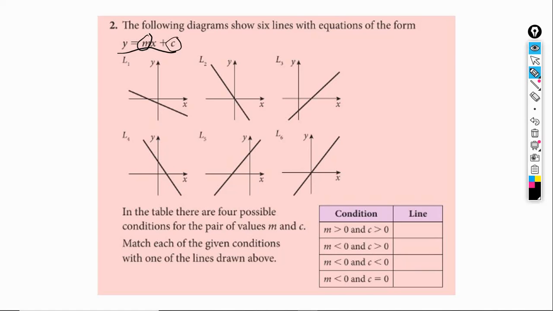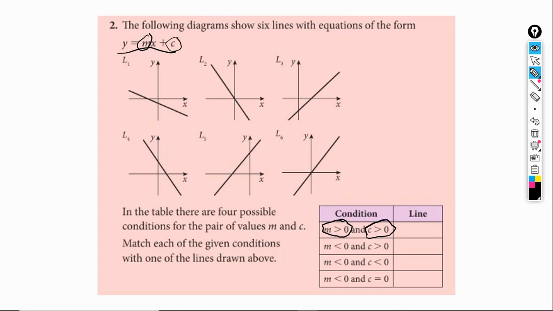Okay, so in the first case, we have the condition m, or the slope, is greater than 0. That means that the slope has to be positive. And c is also greater than 0. That means that the y-intercept has to be above the x-axis.